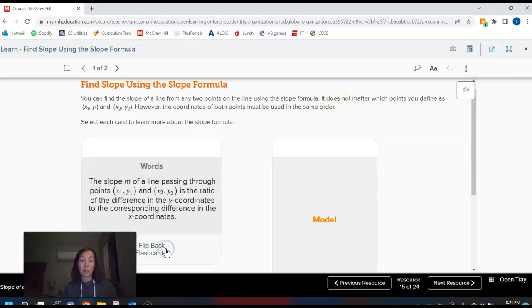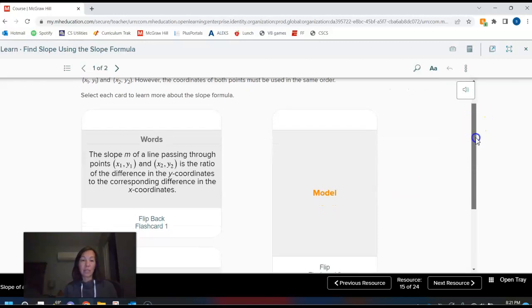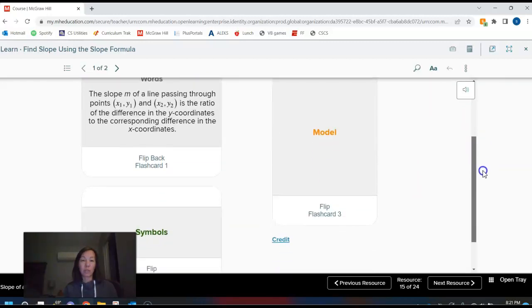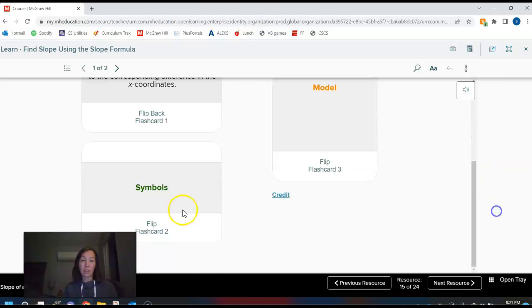So here's, first of all, in words, the slope of a line passing through these points is the ratio of the difference in y over the difference in x. And here's the actual formula. We have m, which stands for slope, equals y2 minus y1 over x2 minus x1. You might want to circle this because you're going to be using it a lot in the rest of this section.